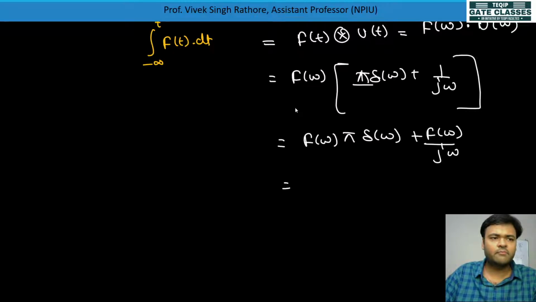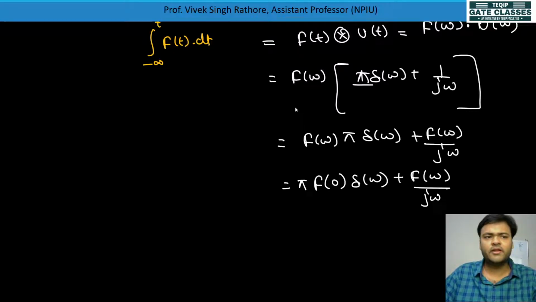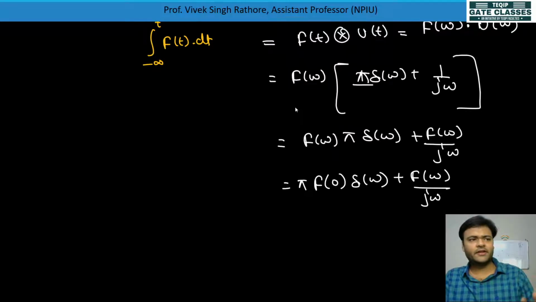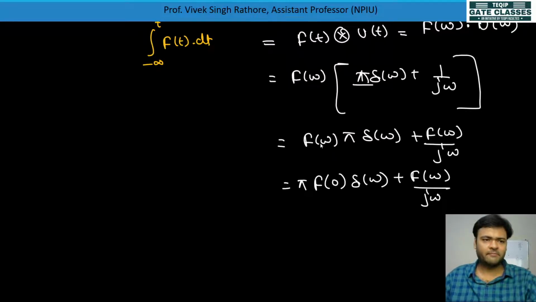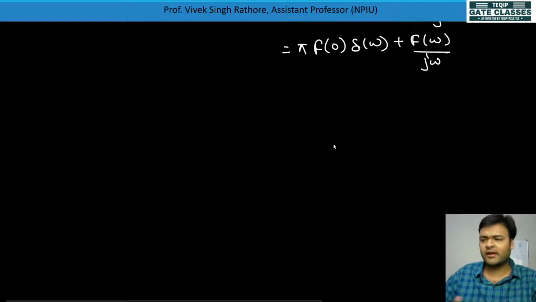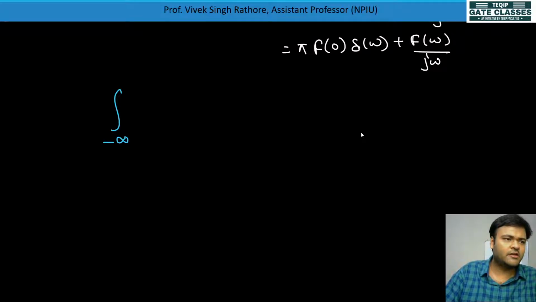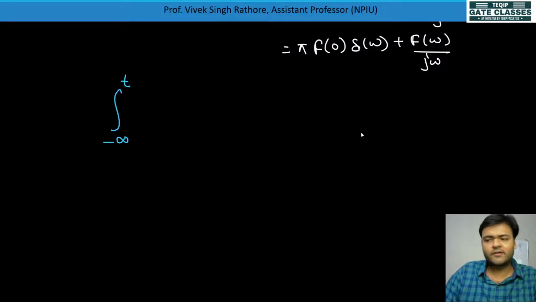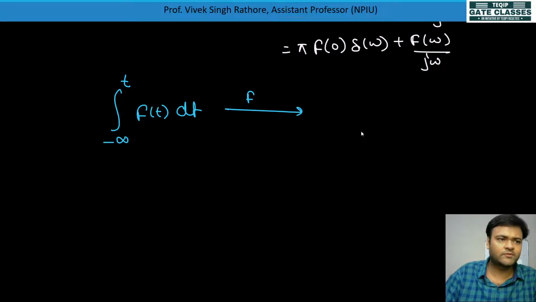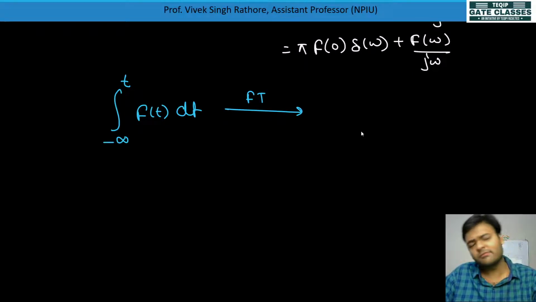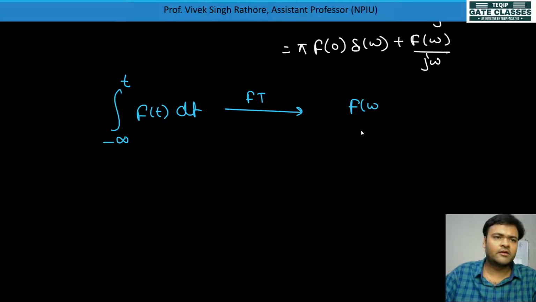Any signal multiplied by delta of omega will be written as pi outside, F of 0 delta of omega, plus F of omega by j omega. So many impulse terms will come whenever we integrate it. So many constant terms will appear as impulse functions. So we'll neglect it, and we can write simply that whenever a signal f of t is integrated from minus infinity to t, if we take the Fourier transform of this type of signal, it will come as F of omega just divided by j omega.